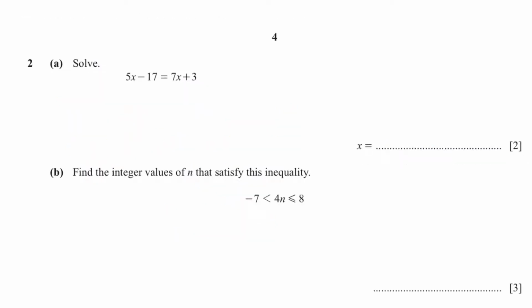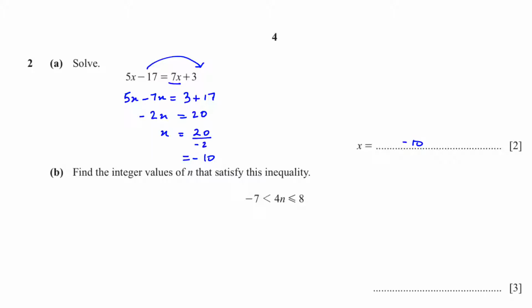Question number 2, solve. We have a linear equation and we have to solve it. In a question like this, put x's on one side and numbers on another side. So this is 5x. I'll bring the 7x here. It will become negative 7x. The negative 17, when I move that, will become positive 17. Divide by negative 2. X is equal to negative 10.